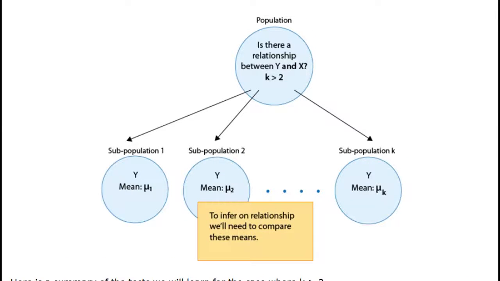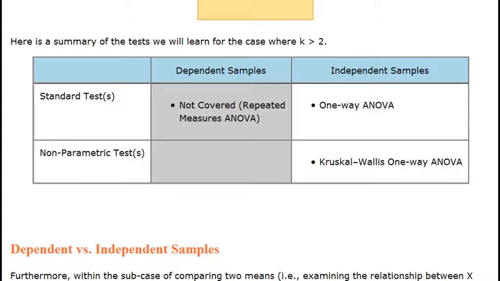Again, in the case where k is greater than 2, we have multiple groups, more than two groups, and we'll still be comparing means, but now I have to compare more than two means, and that becomes a little bit more difficult. It'll be very easy for us to say there's some difference here. It'll be more difficult for us to find out where those differences are. We have a table here summarizing what tests will apply in the case where k is greater than 2.